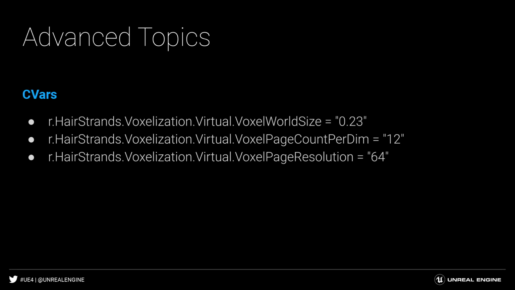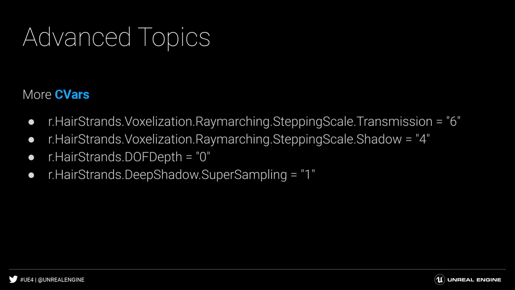Also, some of the CVAR values I've been using for this project will be these. First, regarding the voxel resolution, I tried to increase it as much as possible. For several rendering capabilities, the engine is using a voxel representation, for example for shadowing, so maxing them up will increase the quality. And regarding transmission and shadowing, I raised these values to have a more exaggerated look that could fit with the cartoony stylized look that I wanted to achieve. For the depth of field depth, I disabled it because it gave me a better definition with cinematic cameras, and by enabling super sampling on deep shadows, a better shadow quality was achieved.